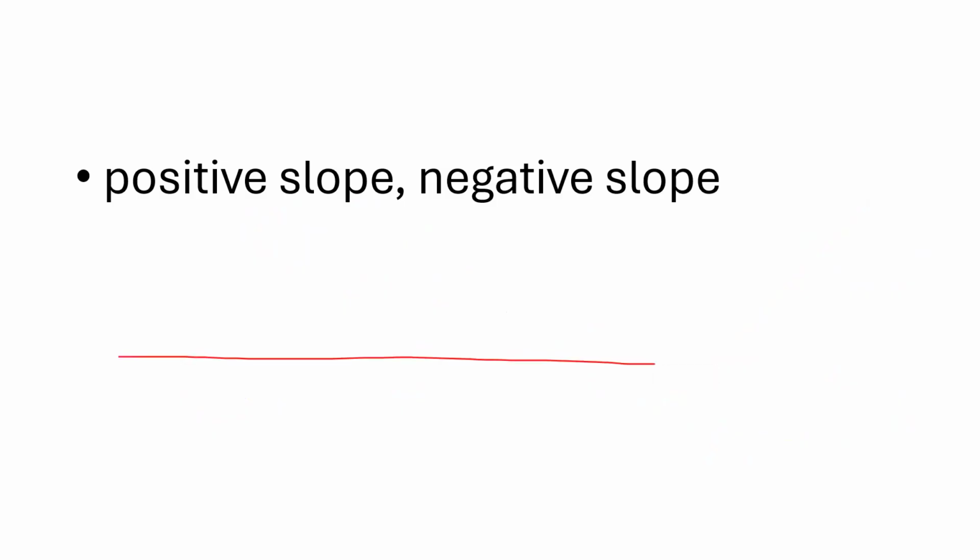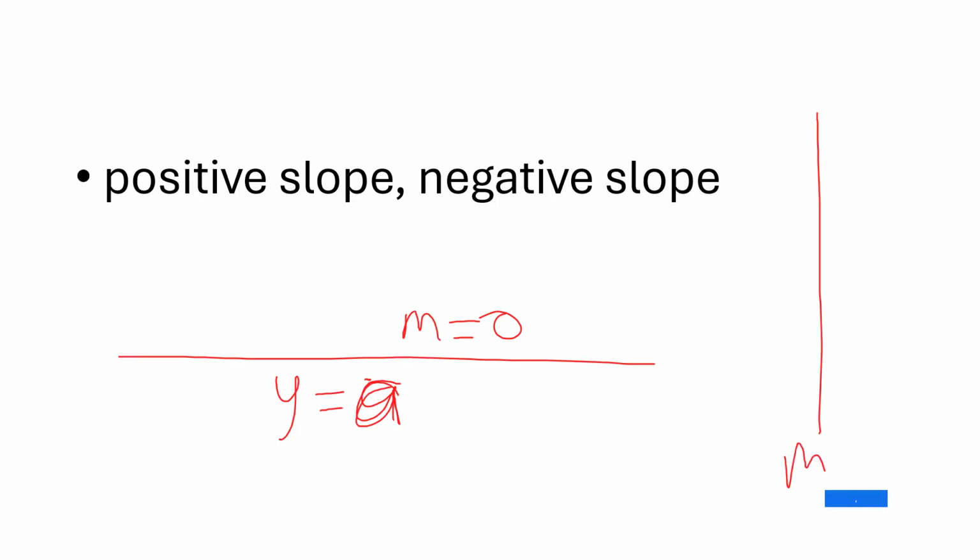If it's a horizontal line, you know that the slope is zero. And it's going to have an equation y equals something. Let's put in any variable, a. y equals a. It has to be y equals something, a number. If it's a vertical line, the slope is undefined. It's impossible to find the slope.